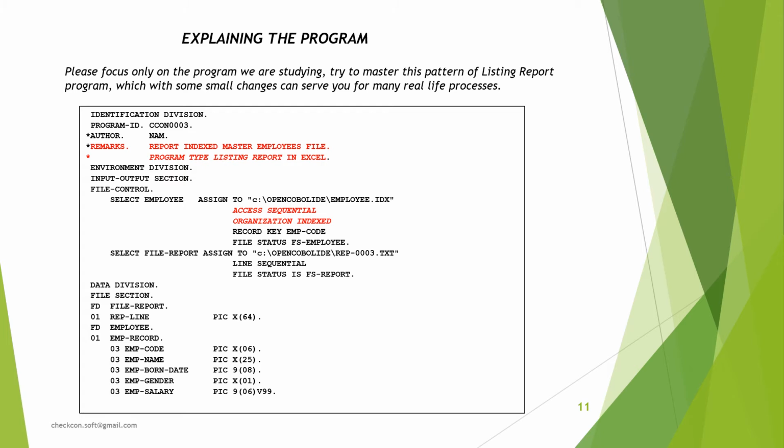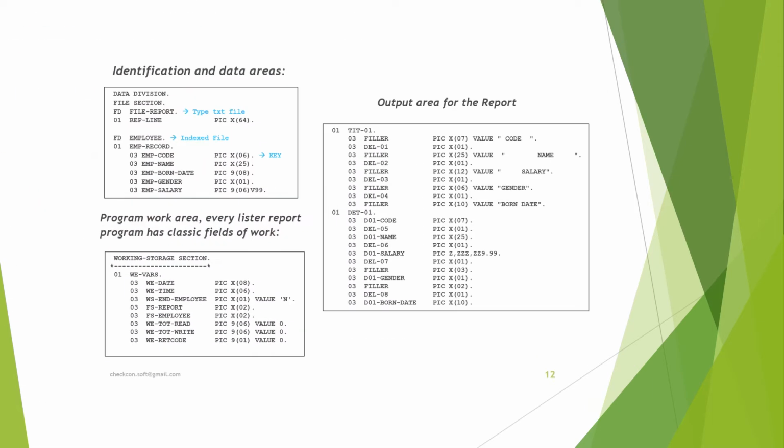Explaining the program. Please focus only on the program we are studying. Try to master this pattern of listing report program, which with some small changes can serve you for many real-life processes. Remarks. Report indexed master employees file. Asterisk program type listing report in Excel.